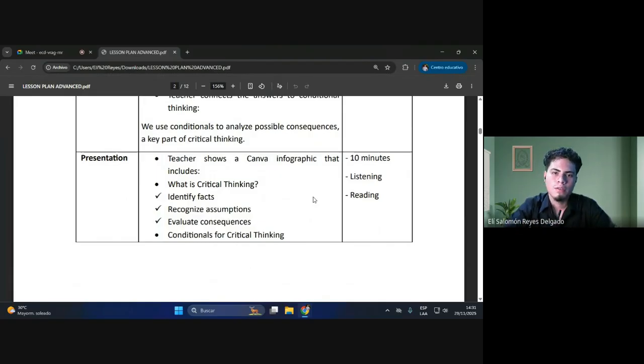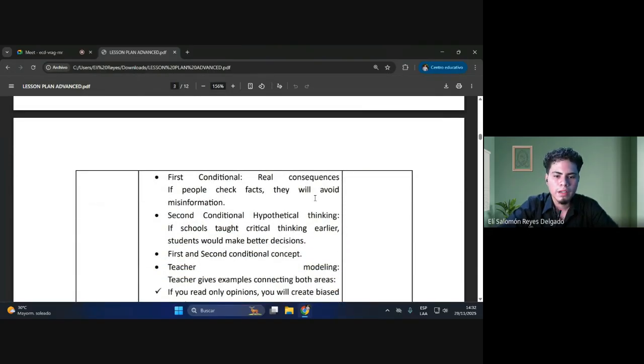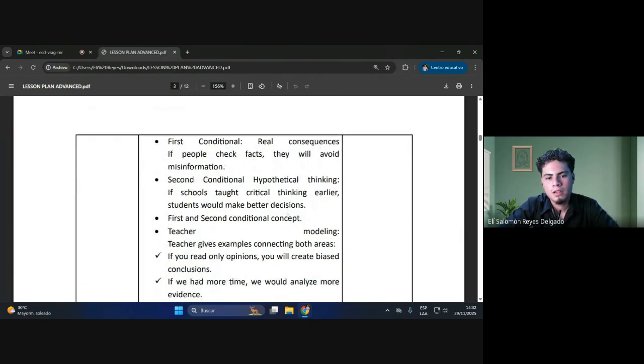In this activity, we are going to put into practice with our students the listening and reading skill. Here we have some examples for first and second conditional. Real consequences: if people check facts, they will avoid misinformation. And the second conditional example, hypothetical thinking: if a school taught critical thinking earlier, a student would make better decisions.